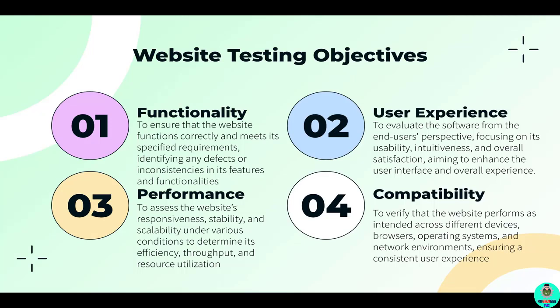What's up, guys? Welcome back. In this video, we're going to learn more about the website testing objectives, and there are 4 main testing objectives that we need to be concentrating on. So the first one here is functionality testing. The objective of this testing is to ensure that the website functions correctly and meets its specified requirements, identifying any defects or inconsistency in its features and functionalities, right?